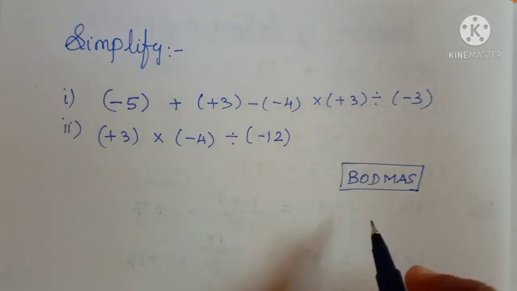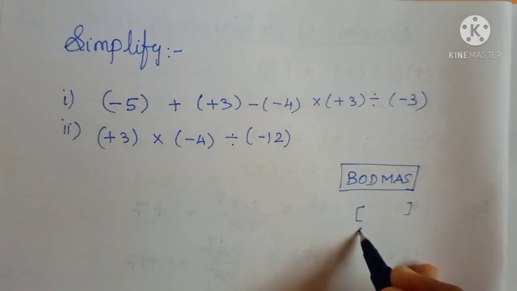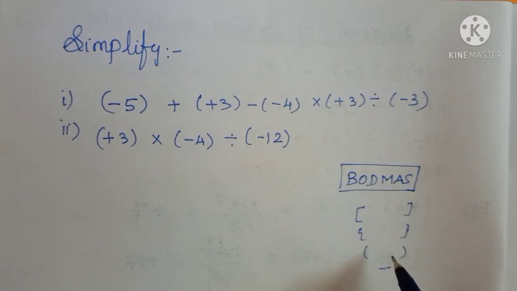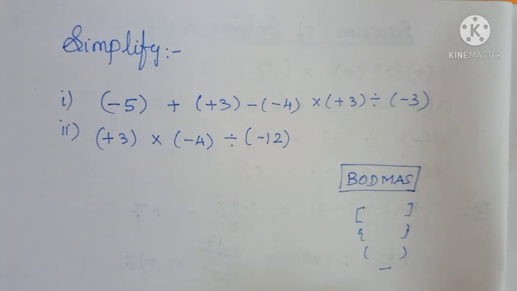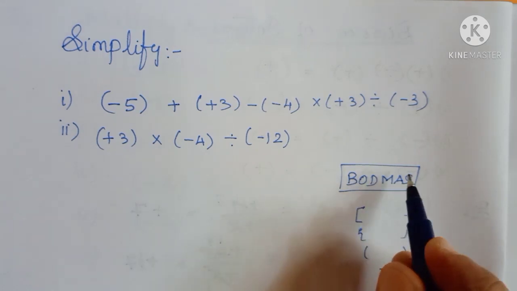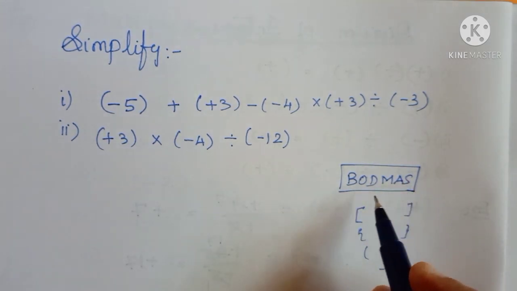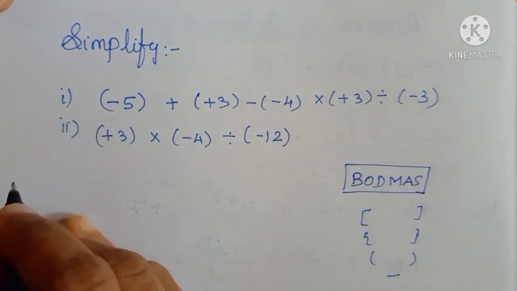So you learn more brackets, that is square bracket, set bracket, parenthesis and bar. Like this coming means we will remove one by one. Innermost bracket we will remove and we will solve that concepts. Same like we are going to solve this first and second sum using this BODMAS rule. Let us start with the first one.